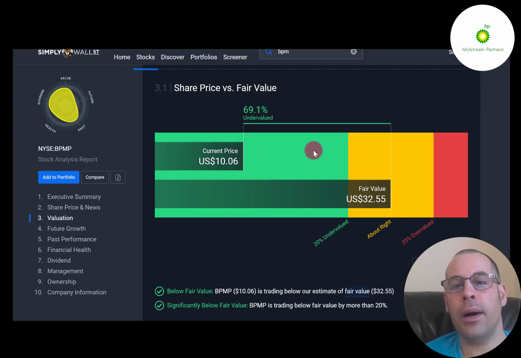Simply Wall Street is even higher. They're at $32.55, so they're saying the stock is 69% undervalued. They're saying it's a really strong buy. And Simply Wall Street gets their valuation based off of the average analyst estimate.